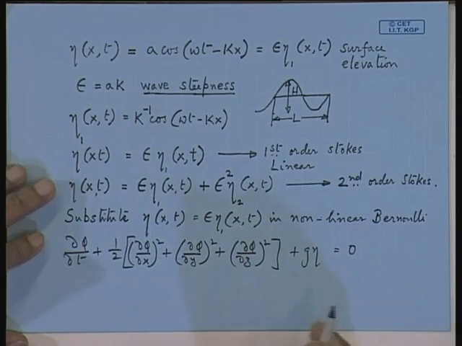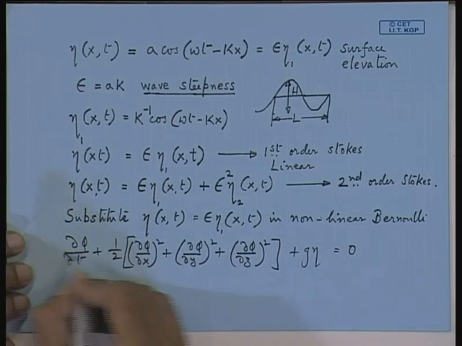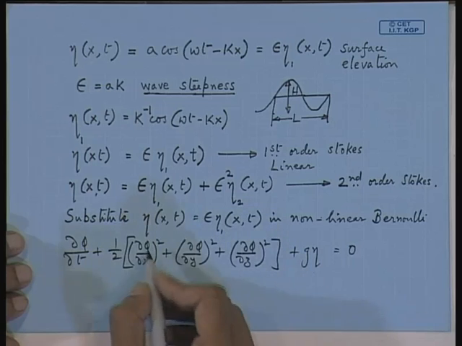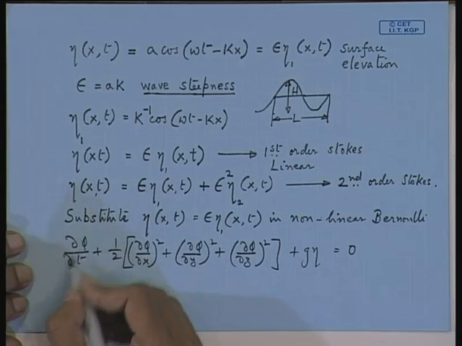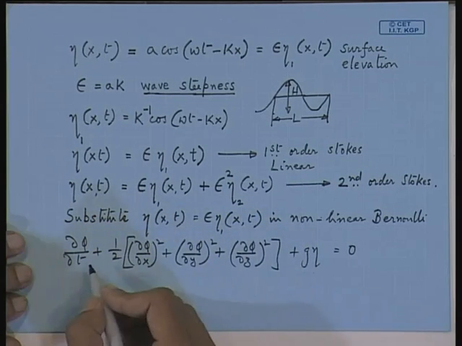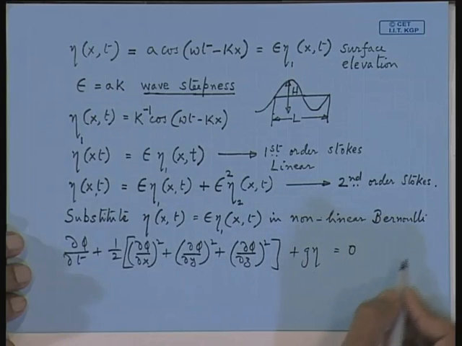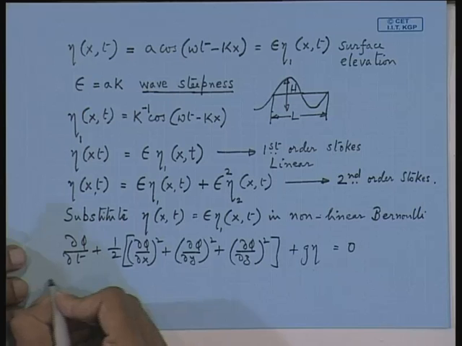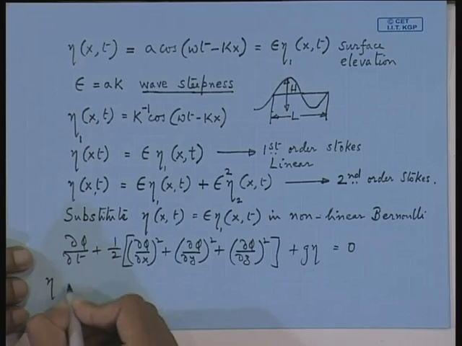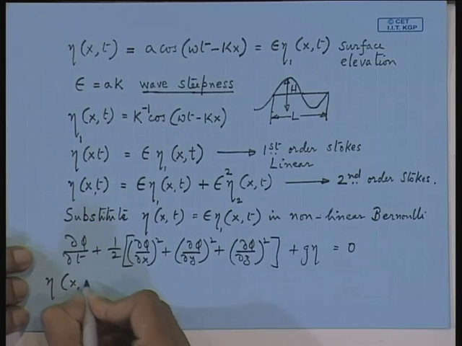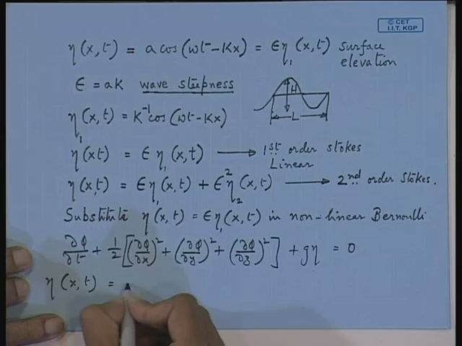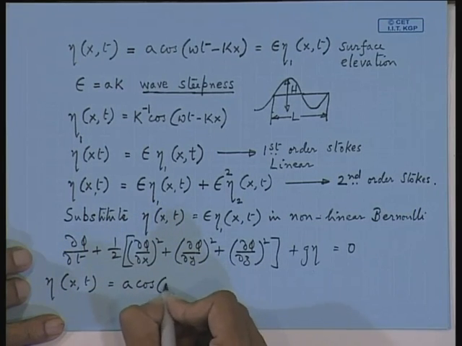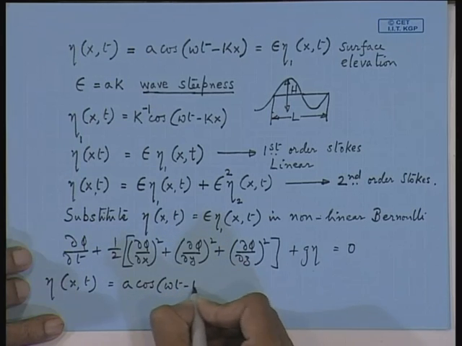Now, here you substitute this, and we have already got the expression for velocity potential that I have given you in the earlier class. So, that expression you find out the derivatives squared. This is quite a long exercise, and after doing all that, you will get an expression like this. So, eta x t will be equal to, the first term will be your linear expression a cos omega t minus k x.